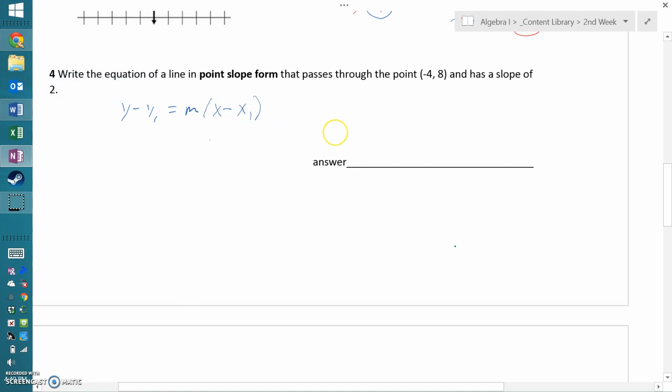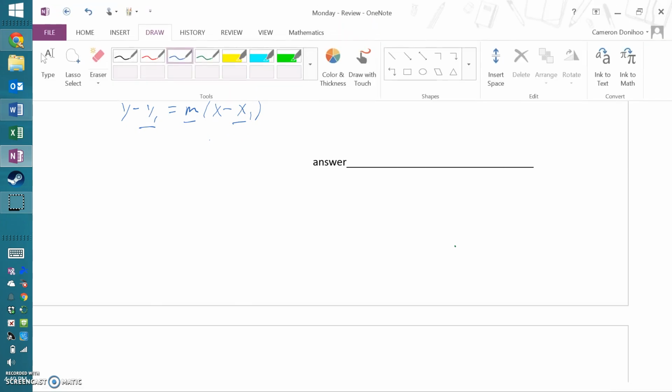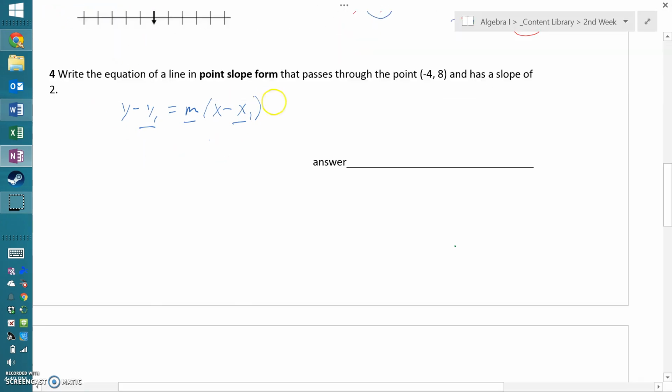So there's the whole point slope form. Now dealing with this, you're only filling in certain spots of information, and you're not going to have to remember this whole thing. I'll provide this to you. The basic idea is I have a point and I have a slope. I can use that information.